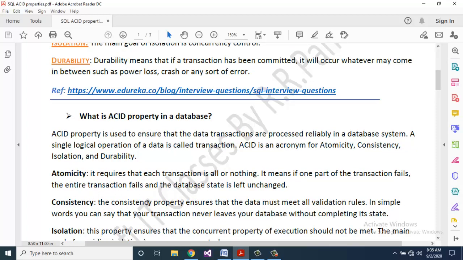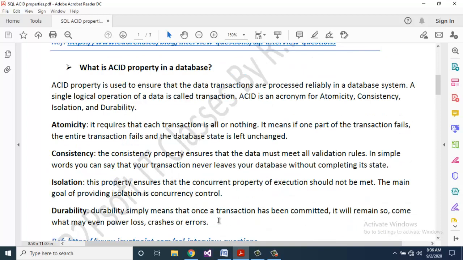Consistency. The consistency property ensures that the data must meet all validation rules. In simple words, you can say that your transaction never leaves your database without completing its state. Isolation. This property ensures that the concurrent execution should not interfere. The main goal of providing isolation is concurrency control.